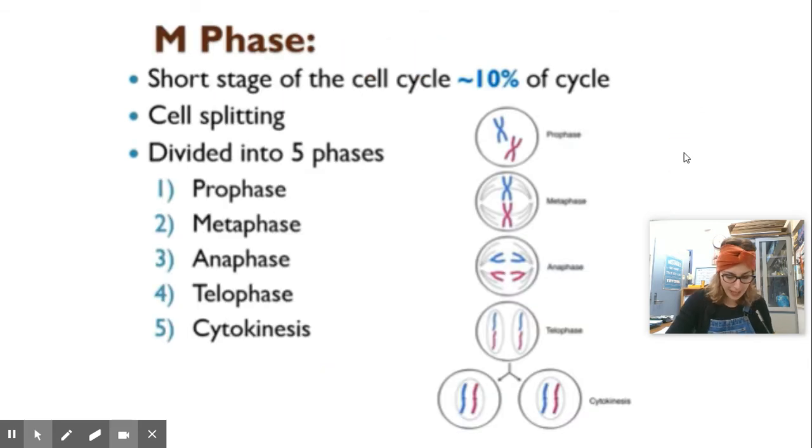Okay, so now let's talk about the M phase or the mitotic phase. This is actually the shortest stage of the cell cycle. It's going to be about 10% of the time the cell will be in the M phase. So what's happening here is this is when the cell is actively splitting.